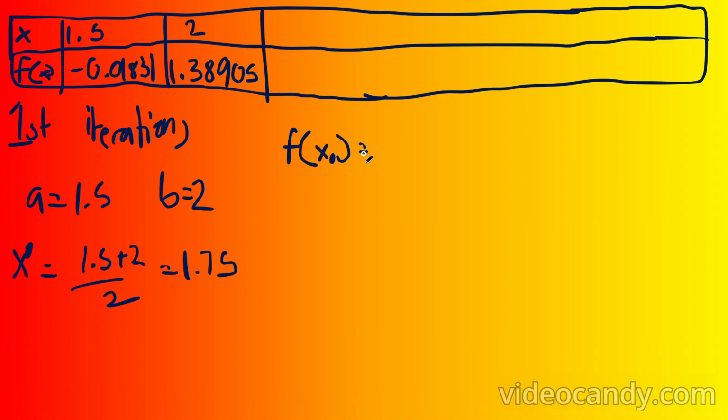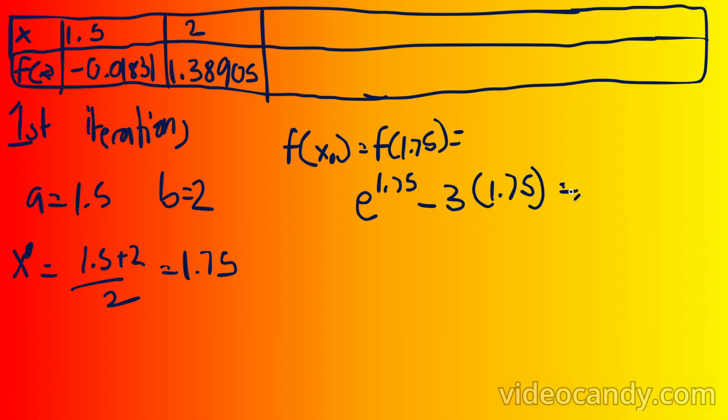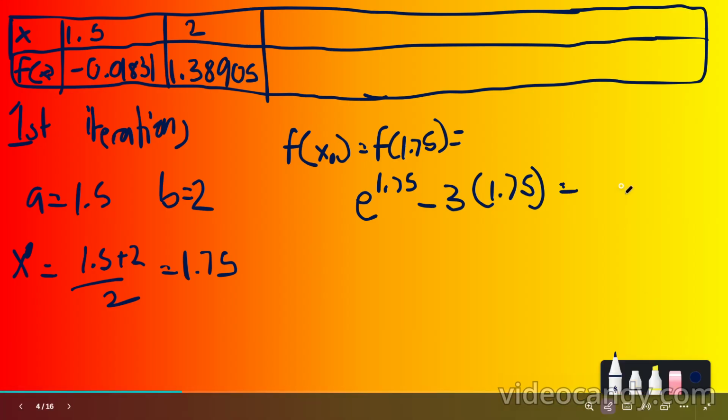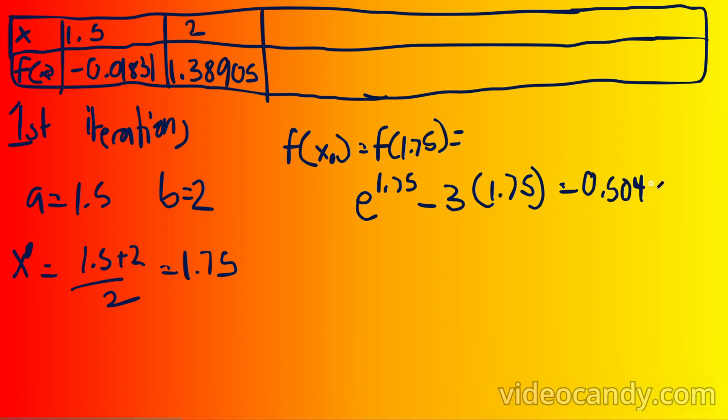Then f(1.75) equals e^1.75 minus 3 times 1.75. The answer is 0.5046. So f(1.75) is 0.50460.